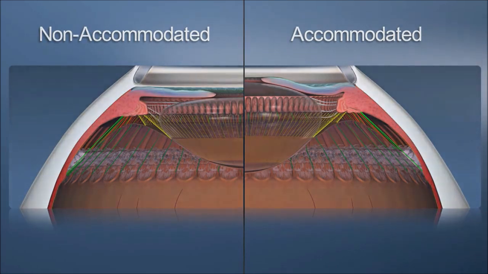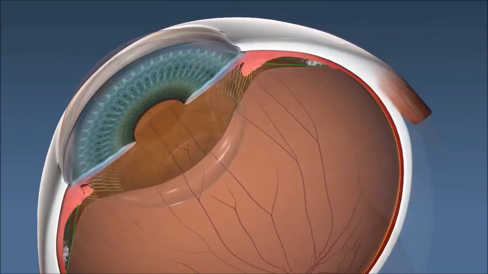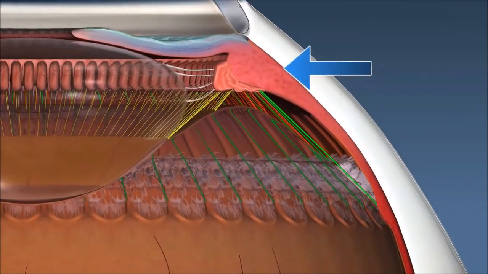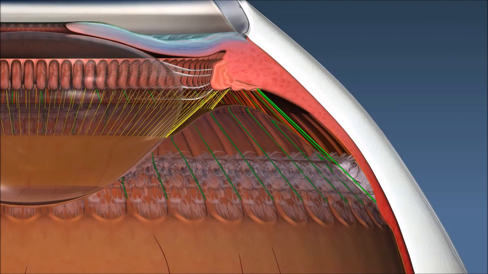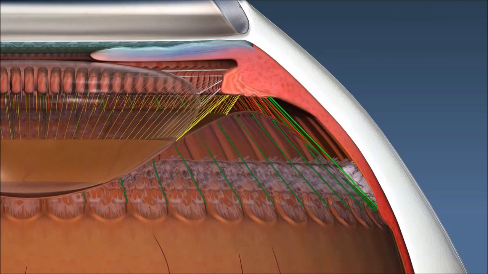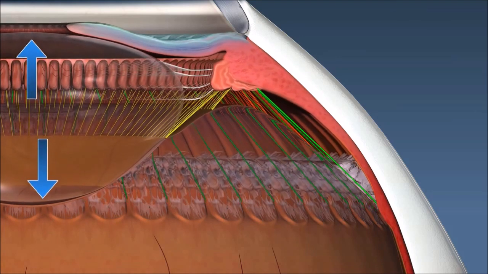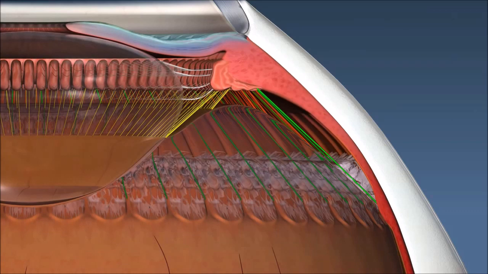Now these two pictures show the accommodated and non-accommodated state. Now let's see what is happening inside the eye. This is contraction of the ciliary body. The lens is becoming thick. Now the ciliary body is relaxing, and the lens has become thin.